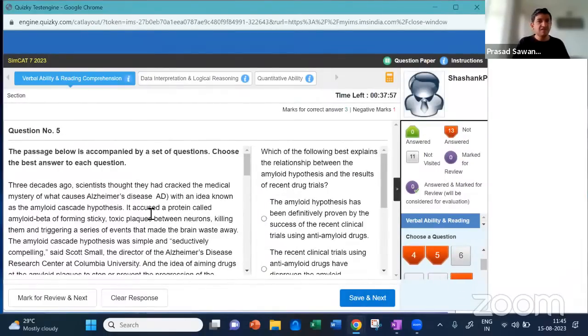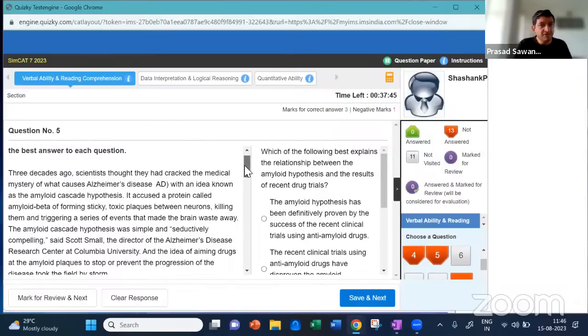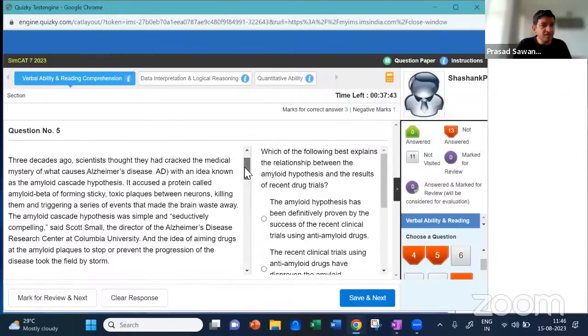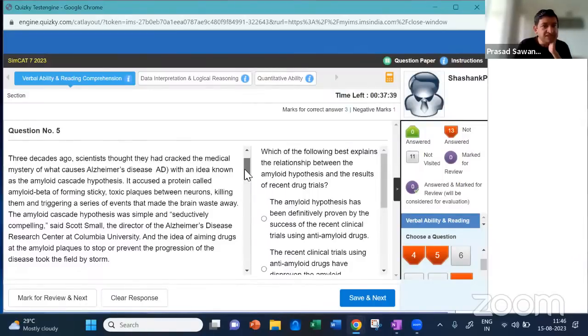Let's see. Considering I'm rusty, this might be a good place to start. I have already spent 2 minutes, which is okay. So let's see. 3 decades ago, scientists thought they had cracked the medical mystery of what causes Alzheimer's disease, AD, with an idea known as the amyloid cascade hypothesis. So there's some hypothesis, the amyloid cascade hypothesis.